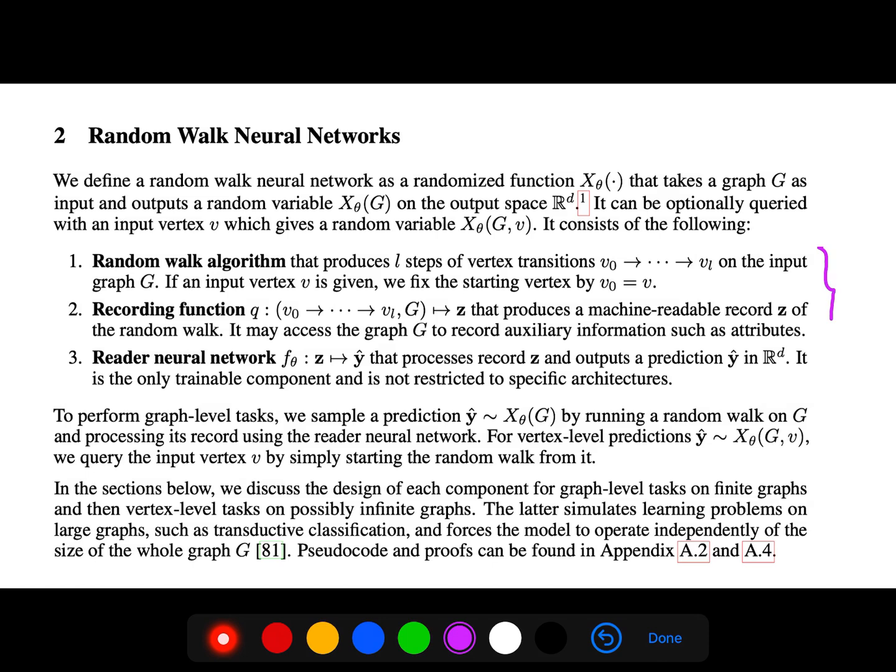So the random walk algorithm produces L steps of vertex transitions. And then we have a recording function that produces a machine-readable record of the random walk. And then we have a reader neural network that processes record Z and outputs a prediction. It is the only trainable component and is not restricted to specific architectures. To perform graph-level tasks, we sample a prediction by running a random walk on G and processing its record using the reader neural network.